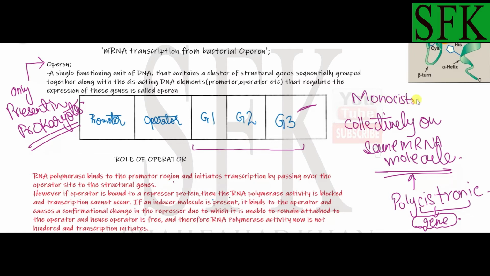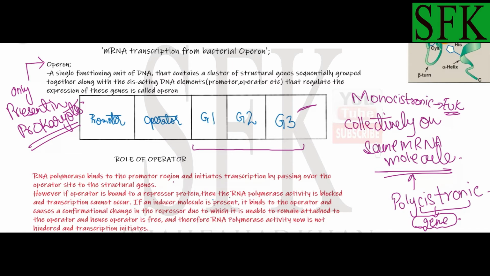Monocistronic mRNA molecules are present only in eukaryotes but not in prokaryotes, because prokaryotes contain operons, and the mRNA molecules which are made as a result of transcription from this operon is called polycistronic because it contains codons from multiple genes.